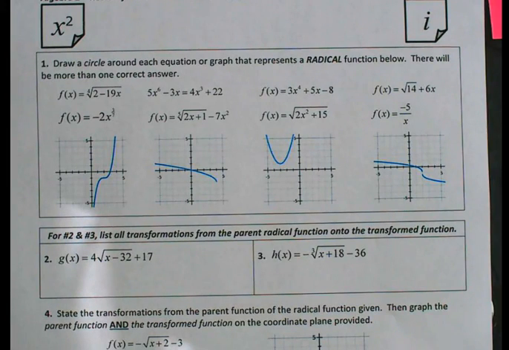This is the Algebra 2, Unit 6 review. Starting with question 1, draw a circle around each equation or graph that represents a radical function below. There will be more than one correct answer.